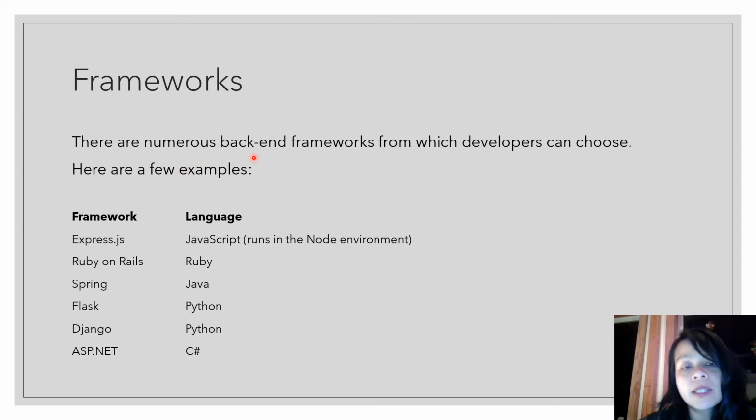So there are numerous backend frameworks from which developers can choose, and here are some examples. Express.js uses JavaScript, Ruby on Rails uses Ruby, Spring uses Java, Flask and Django use Python, and ASP.NET uses C#, which is what we're doing in this course.